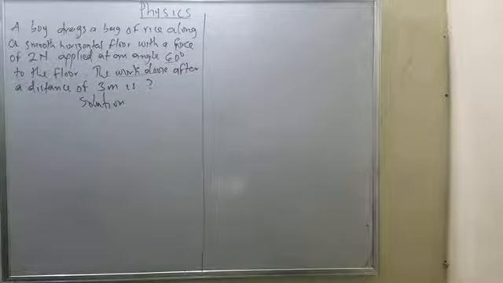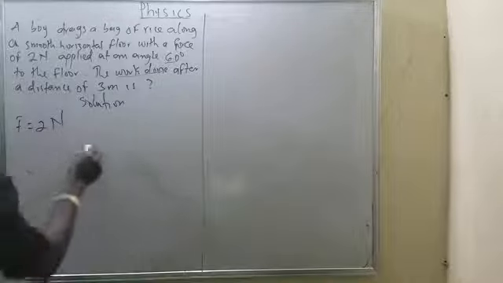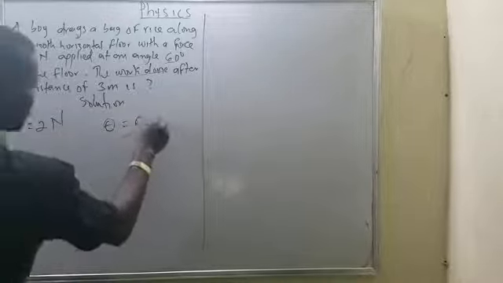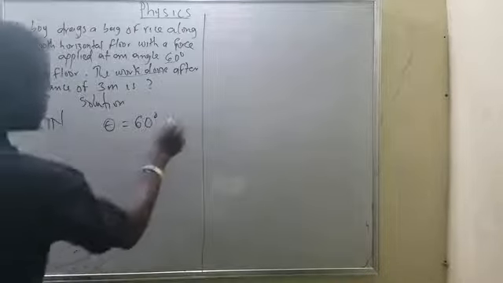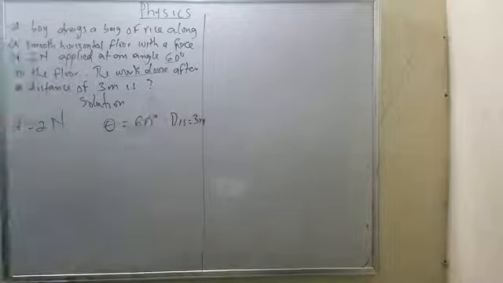The first thing, you know what your force is saying: 2 Newton. The second thing, you know what your theta is saying: 60 degrees. The third thing, you need your distance, which is 3 meters. With this, we are talking about work done.